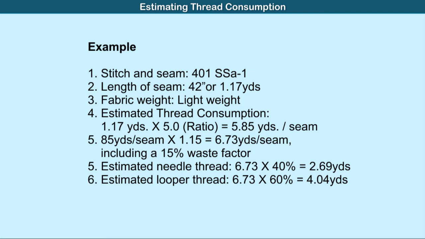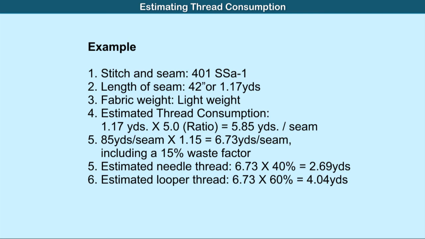For the 401 chain stitch, the estimated total consumption ratio will be between 5 to 7. For lightweight fabric, needle thread is 40% and bottom thread will be 60%. For medium weight fabric, needle thread and bottom thread will be the same, 50-50%, and for heavy weight fabric, the needle thread will be 60% and bottom thread will be 40%.